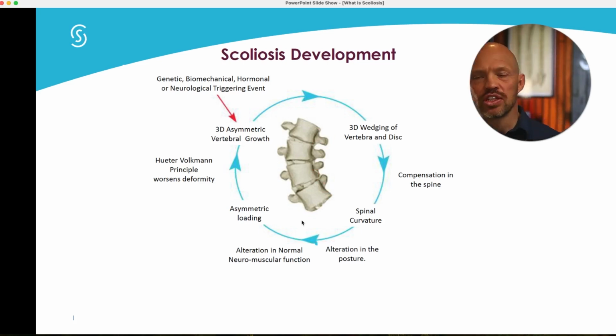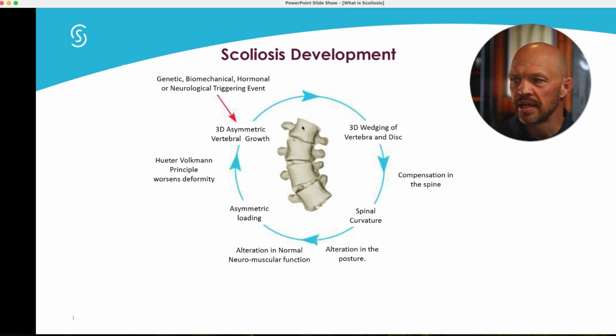Now, what's interesting, once the curve gets beyond about 20 degrees, something else takes over. This is what we're talking about in the growing spine right here. When you have a curve like this, you have more pressure on the inside of the spine and vertebrae and less pressure on the outside. So in a curve like this, there's more pressure on the inside of the spine and the disc, and the outside is actually almost being pulled and tractioned.